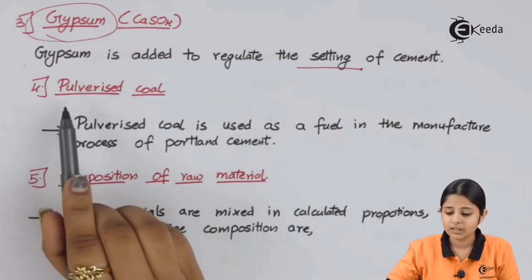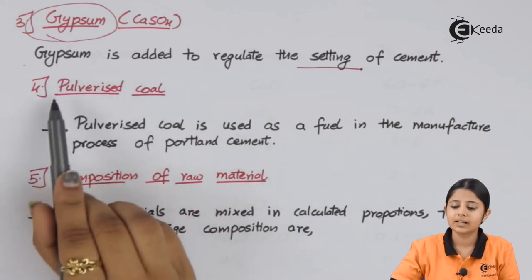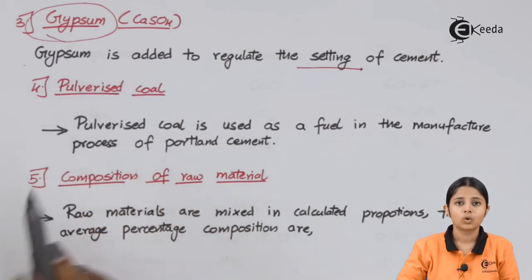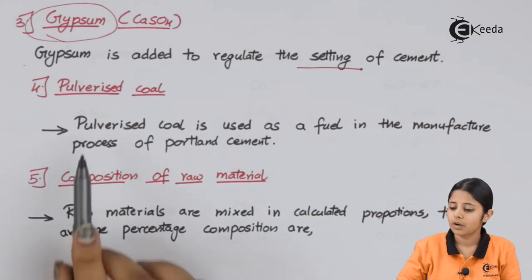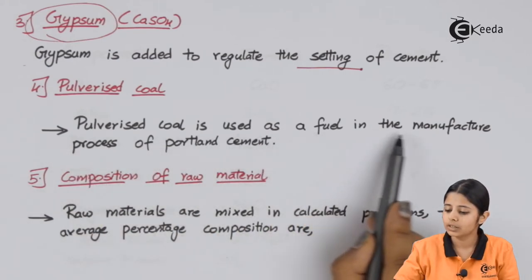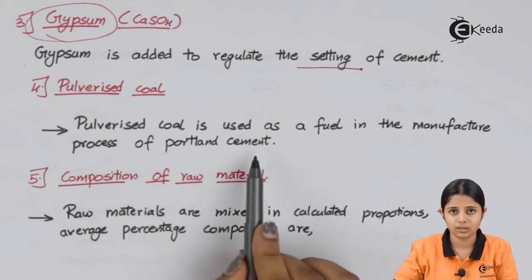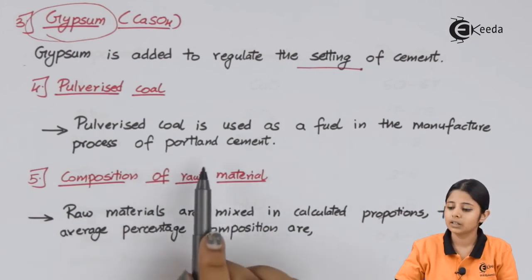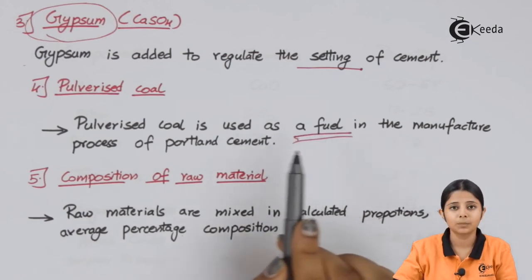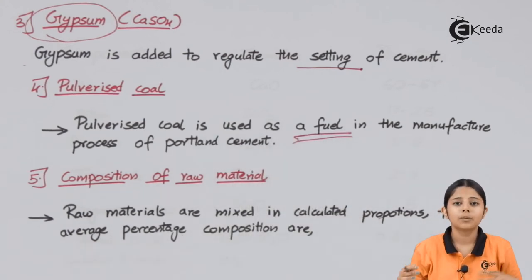The next thing we have in the cement is pulverized coal. Pulverized means powdered coal. Coal which is in its powdered form is known as pulverized coal. Pulverized coal is used as a fuel in the manufacturing process of the Portland cement. So it may not be directly inside the Portland cement, but it can be used as a fuel for making the Portland cement. All the other components need to mix up in their definite proportions. And for mixing and heating of all those other components, pulverized coal is used.